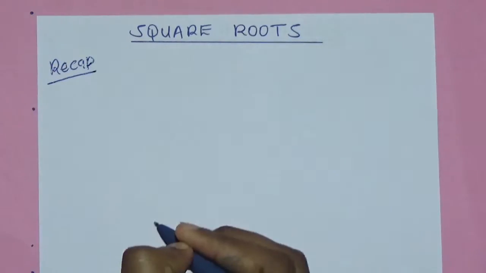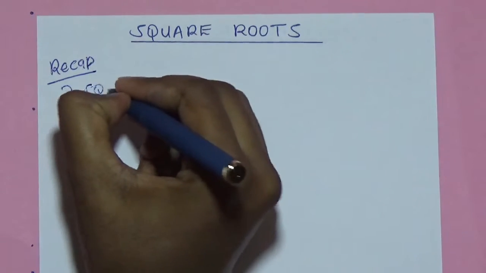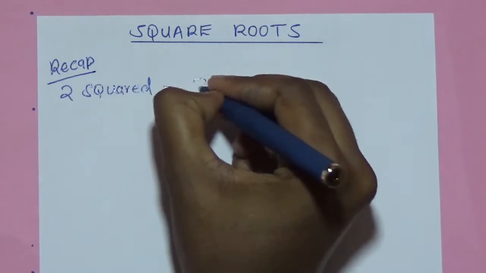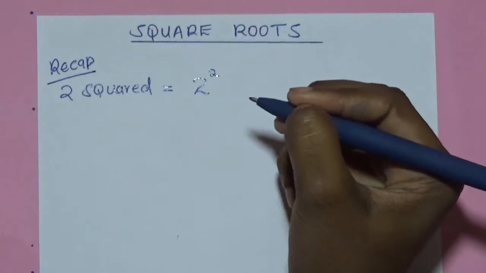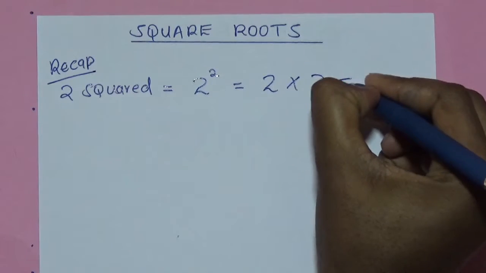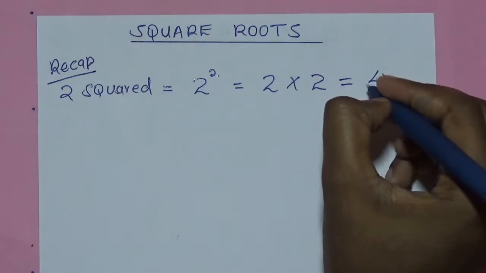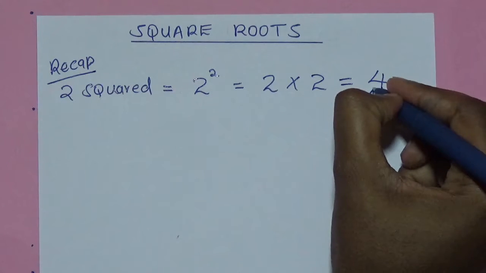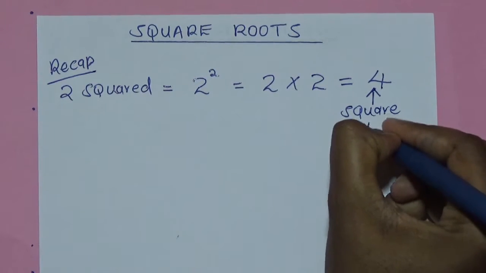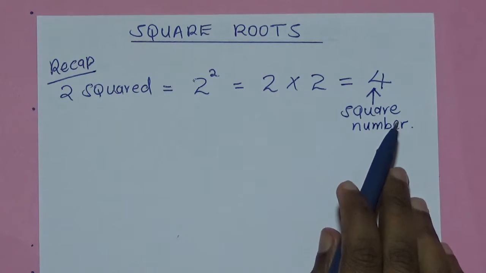about squares. For example, we said if you are given 2 squared, it means this can be written as a 2 with a small 2 on top, which means you multiply 2 by itself, and when you do that you will get the answer as 4. We also said that the answer you get after squaring a number is called a square number. This is what we learned in our first part of this lesson.